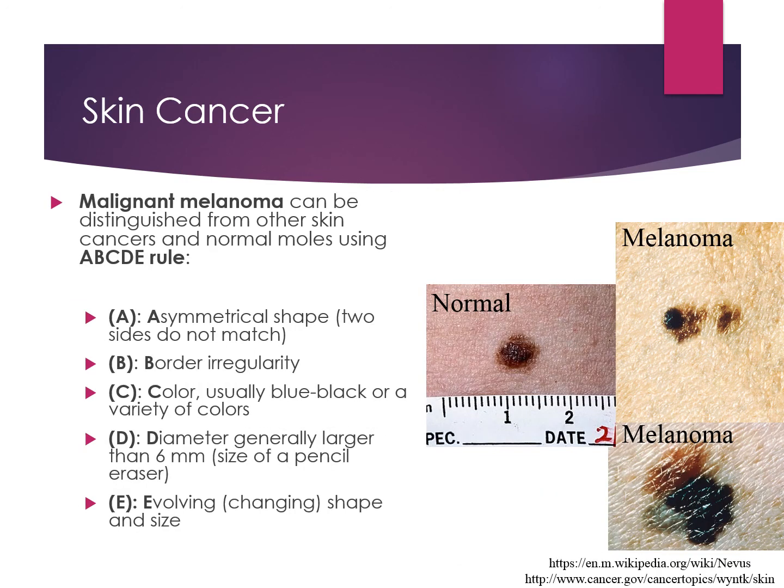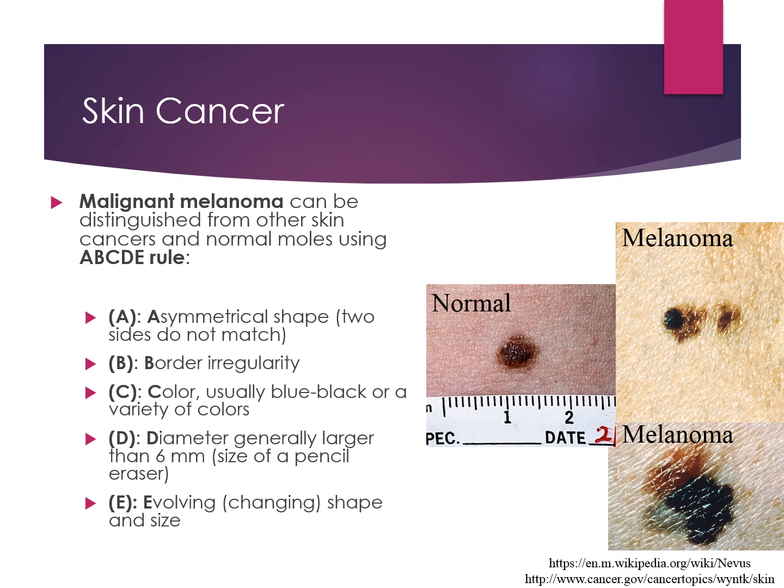The ABCDE rule helps us to distinguish malignant melanoma from other skin cancers and normal moles. On the right hand of this slide, I've added two pictures of melanoma from the cancer.gov website and one picture of a normal mole. As we go through the letters of the ABCDE rule, compare the two and see if you can recognize why the pictures on the right are melanoma and how they're different from the one on the left that says normal.